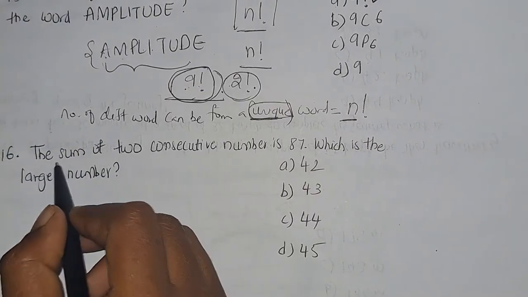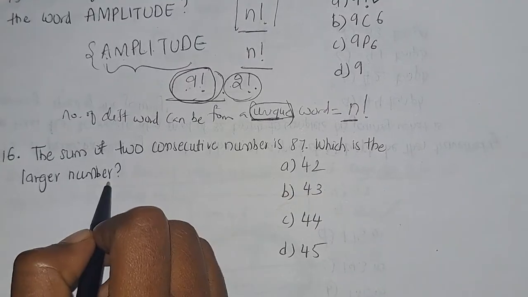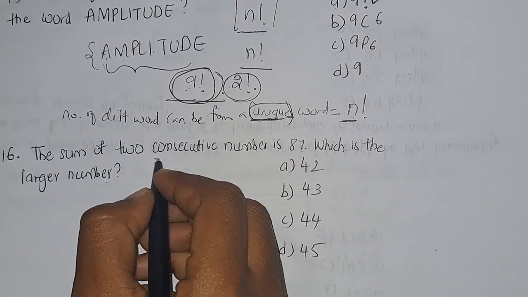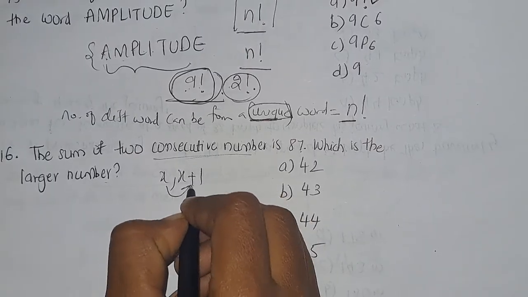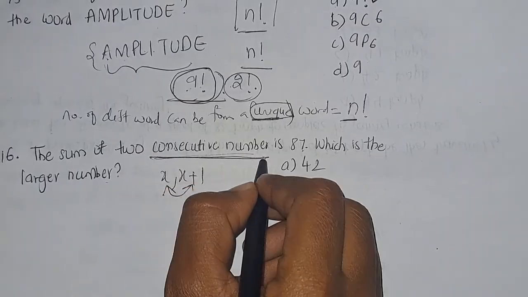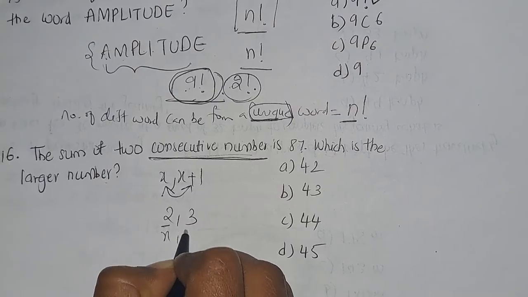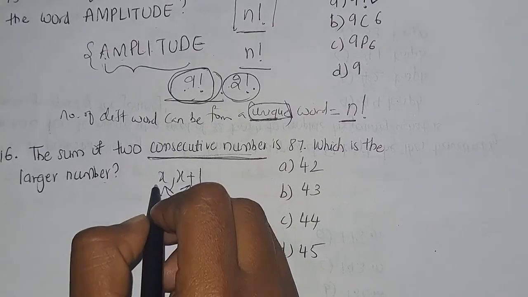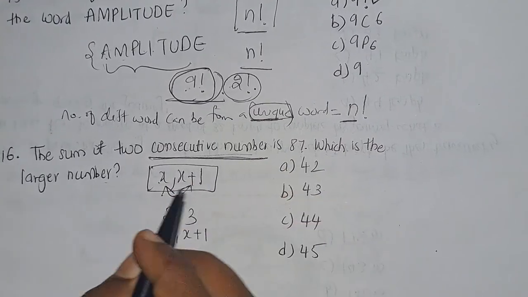In this question, the sum of two consecutive numbers is 87. Which is the larger number? What do we mean by consecutive numbers? If you take x comma x plus 1 side by side, they are called consecutive, adjacent numbers. If you take 2 and 3, and this is x, then definitely the next will be x plus 1. So I am taking x and x plus 1 as the two consecutive numbers.